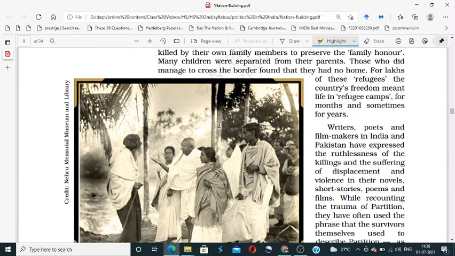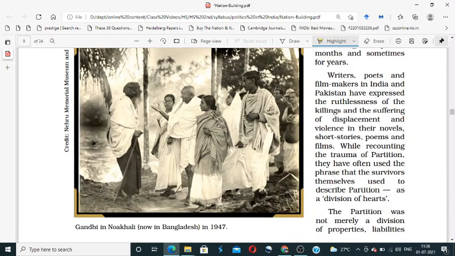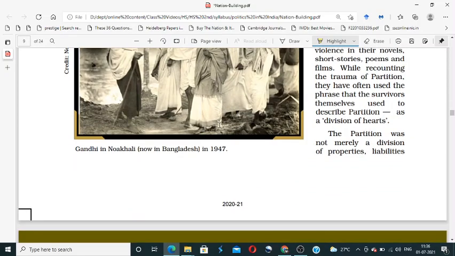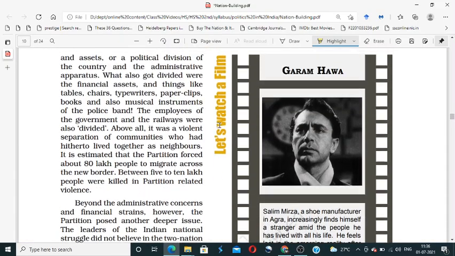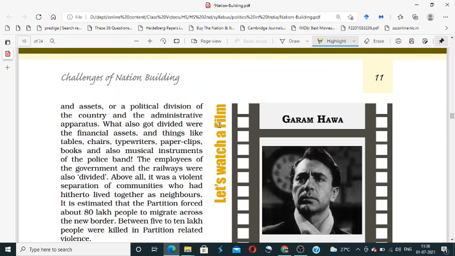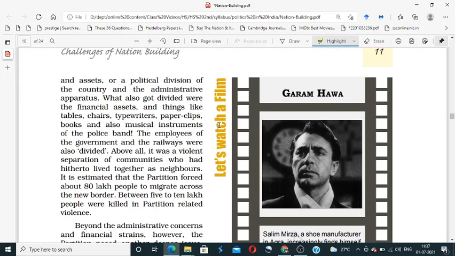All these people came to India and started living in refugee camps in very pathetic conditions. The partition was not merely a division of properties, liabilities, and assets, or a political division of the country and administrative setup. Very interestingly, when the India-Pakistan partition took place, there were conflicts regarding the sharing of many things, even chairs and typewriters, how many typewriters would be sent to Pakistan, how museums would be divided, and many minute things had to be looked into. Also the employees of the government, railway employees, police employees, had to be divided.